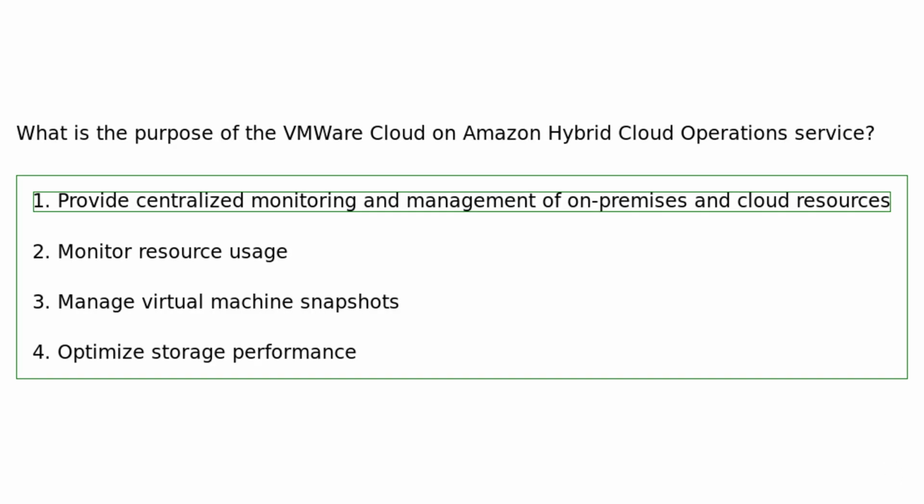The VMware Cloud on AWS Hybrid Cloud Operations Service enables centralized monitoring and management of both on-premises VMware environments and VMware Cloud on AWS resources, providing a unified view and control plane for hybrid cloud operations.